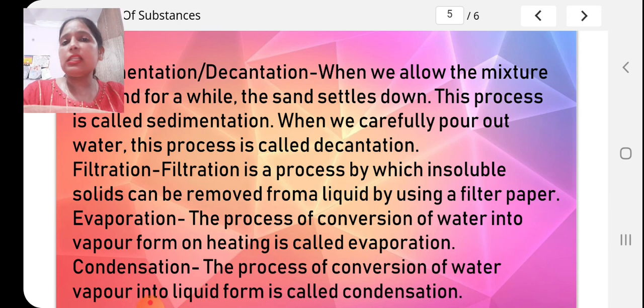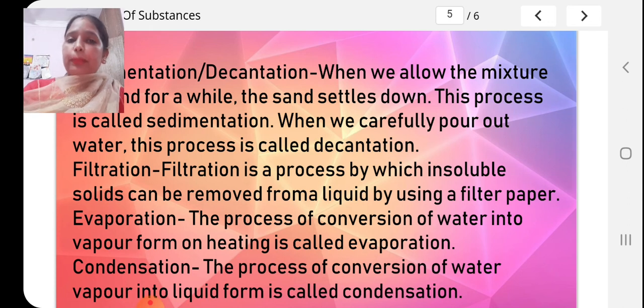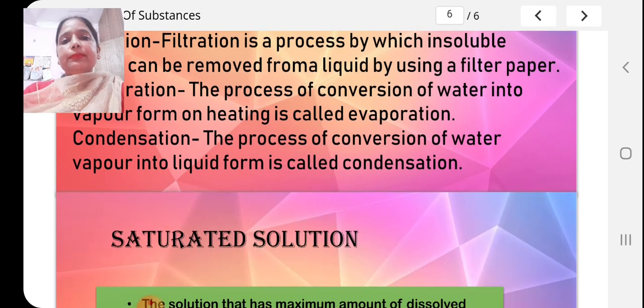Now the next process is evaporation. The process of conversion of water into vapors by heating is called evaporation, in which the liquid particles or the water will convert into vapors. And the next one is condensation. The process of conversion of water vapors into liquid is called condensation. These are also very important techniques.